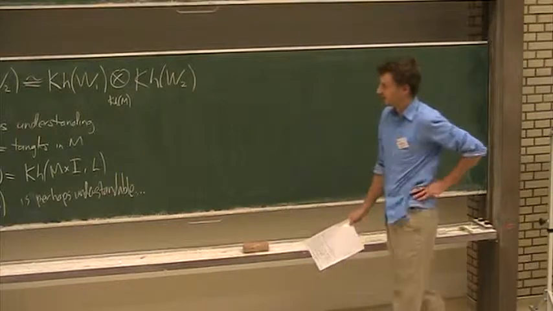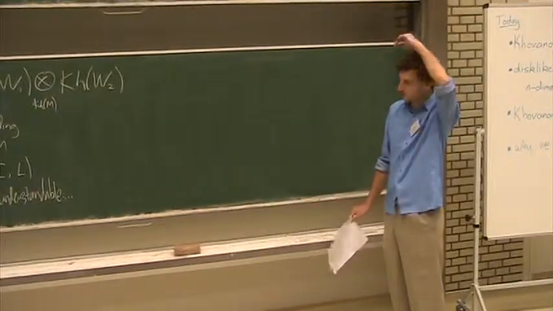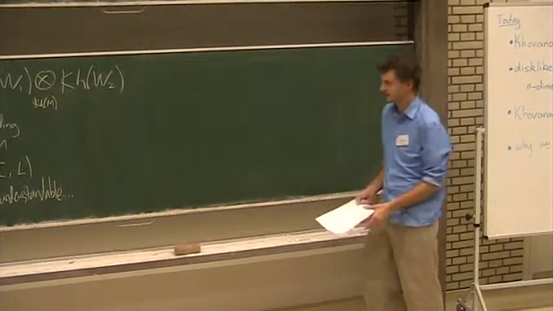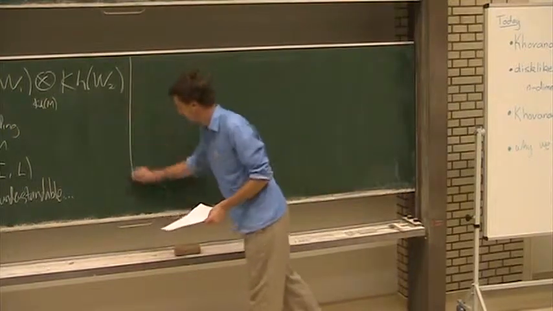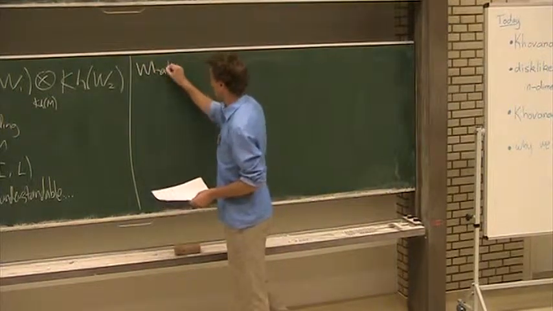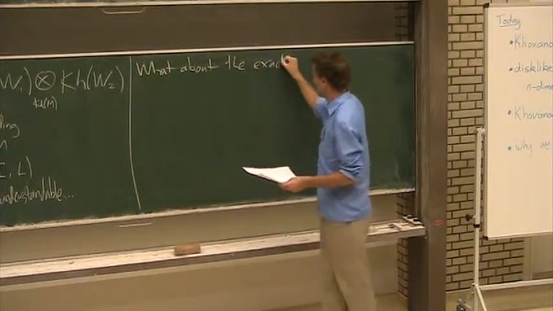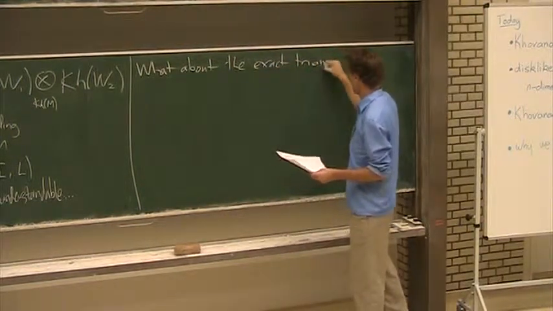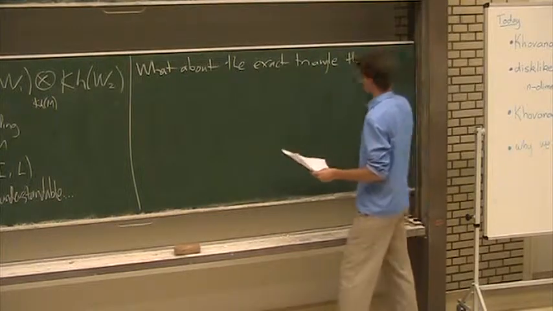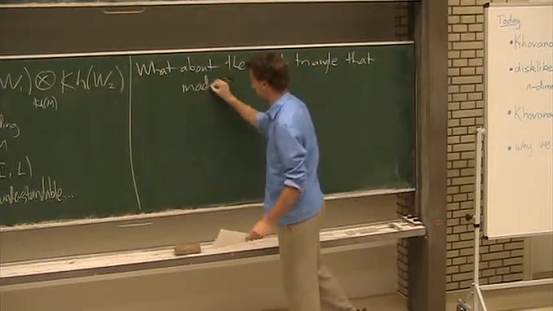Okay, so that's sort of all bad news so far. The usual machinery for computing TQFT things doesn't look very helpful. So what about the exact triangle? It made Khovanov homology computable in the first place.